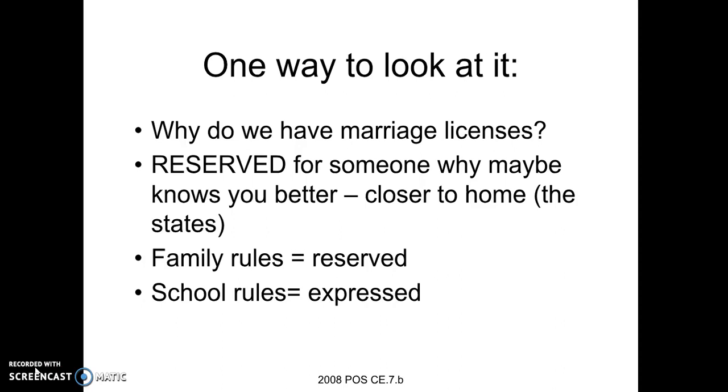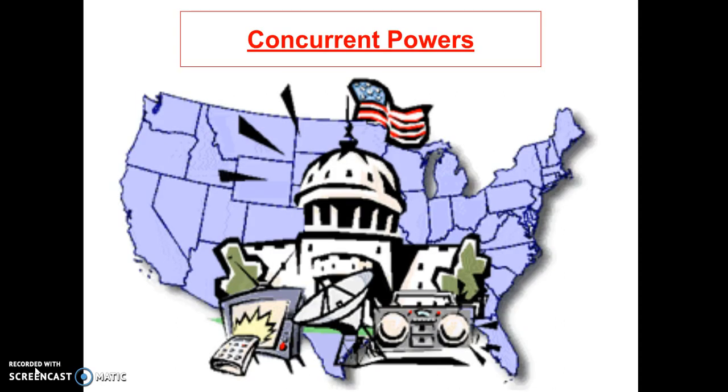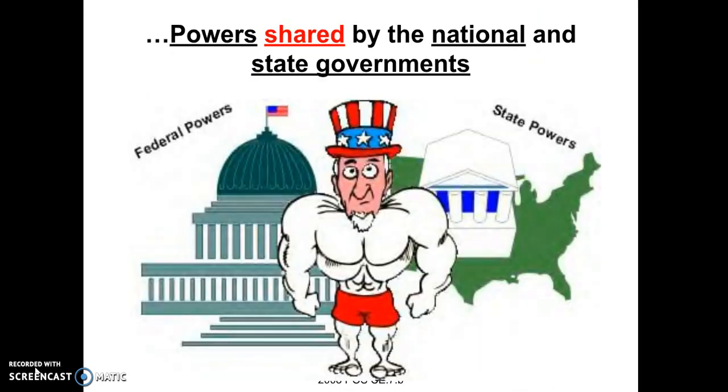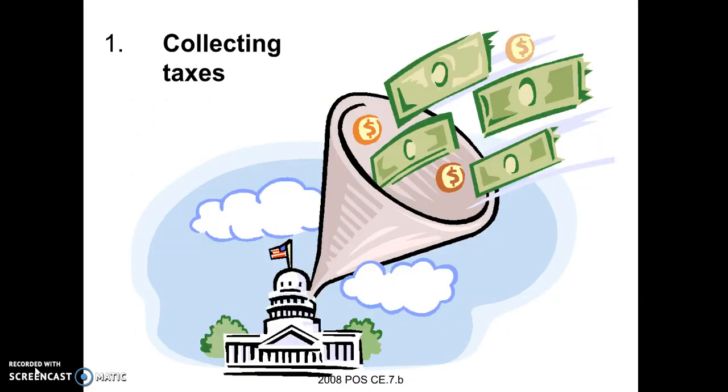So one way to look at it, why do we have marriage licenses? We'll look that over a little bit differently. And then there are concurrent powers shared by the national and state governments, so both the federal and the states collect taxes.